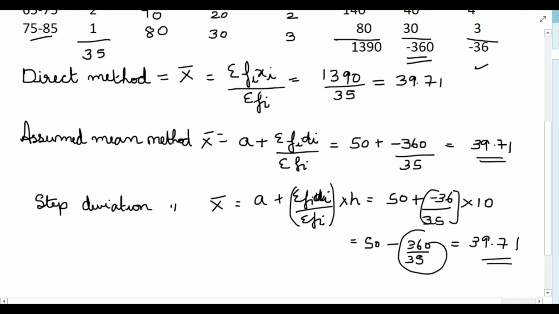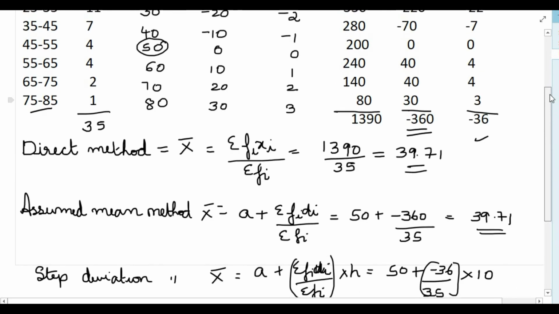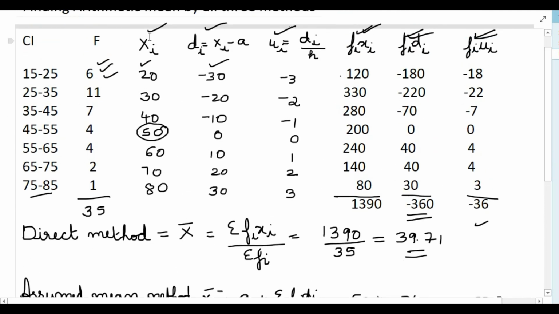So in all these cases, the arithmetic mean is same, 39.71. So the result obtained by all the three methods is same. So the choice of method to be used depends on the numerical values of xi and fi. If xi and fi are small, then the direct method we will use. If xi and fi are large, then you can go for assume mean method or step deviation method.